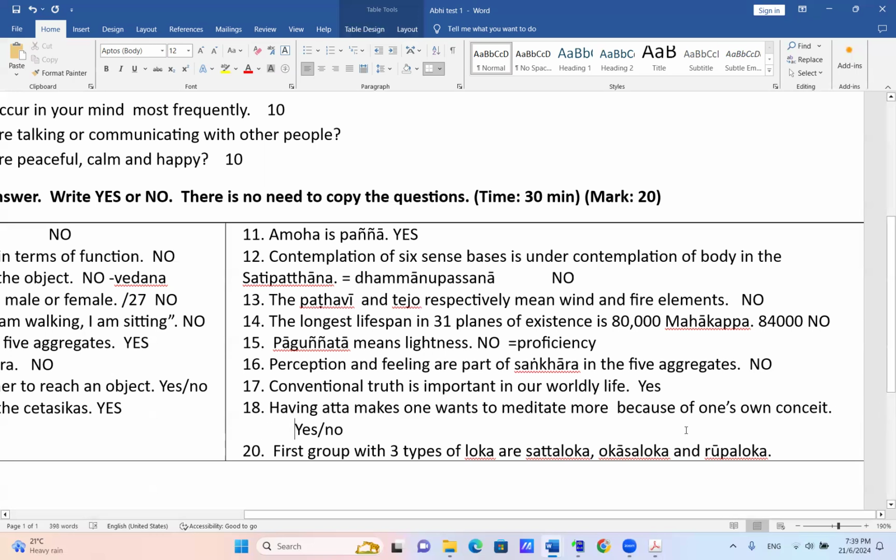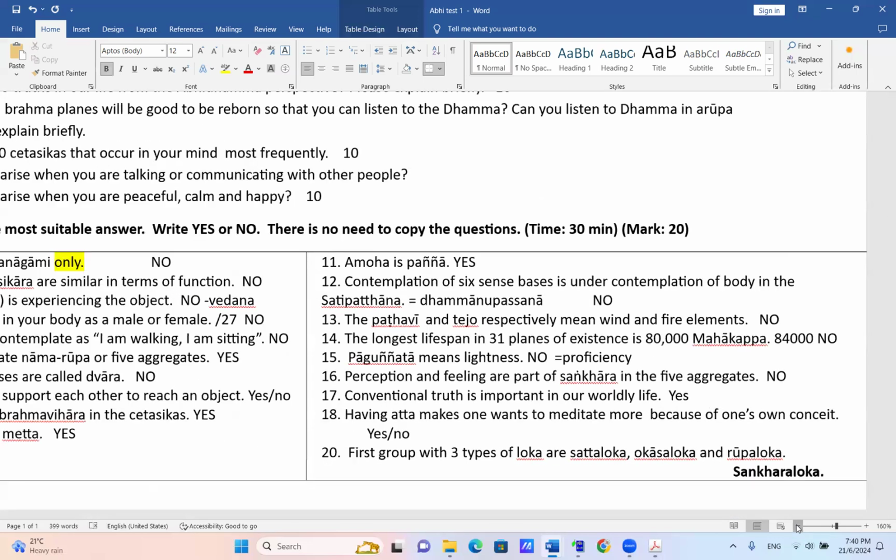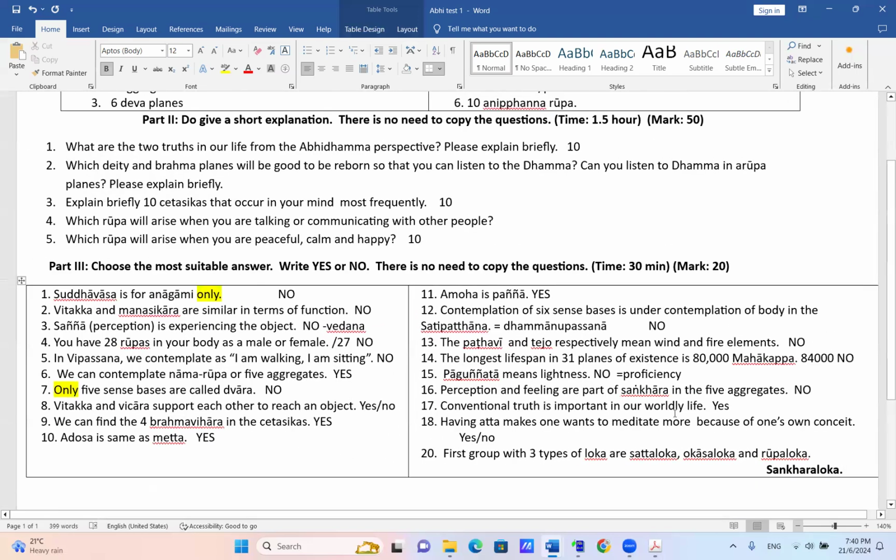Number 20, I think, is actually basic. The three lokas are Satta Loka, Okasa Loka, and Sankhara Loka. So the last one should be Sankhara Loka. So this is to test if you are good in your Pali or not. Right. So that's why when you learn Abhidhamma, remember to brush up your Pali. Okay. I hope you're all happy with the questions.